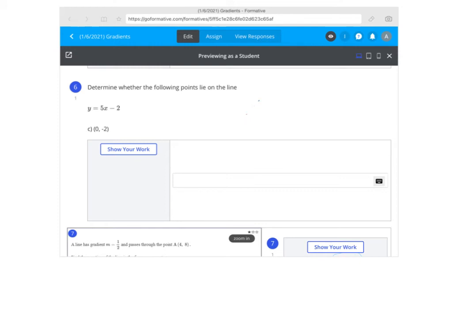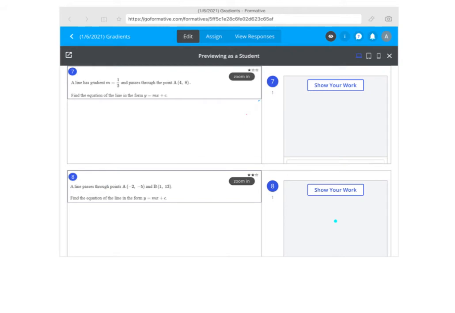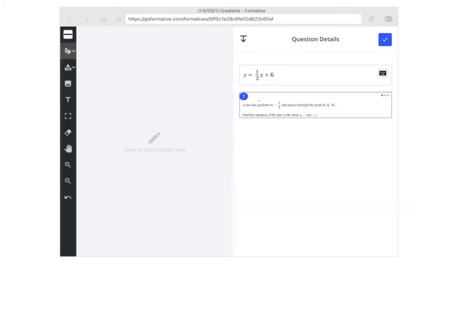Now before I move on any further, I do want to tell you guys about the show your work feature, where you can go ahead and just click on show your work. Hopefully it does it. There you go. So you're going to click on show your work, and then on here there's going to be a scribble feature that you can use. I have a pen, so it makes it easier for me to write.